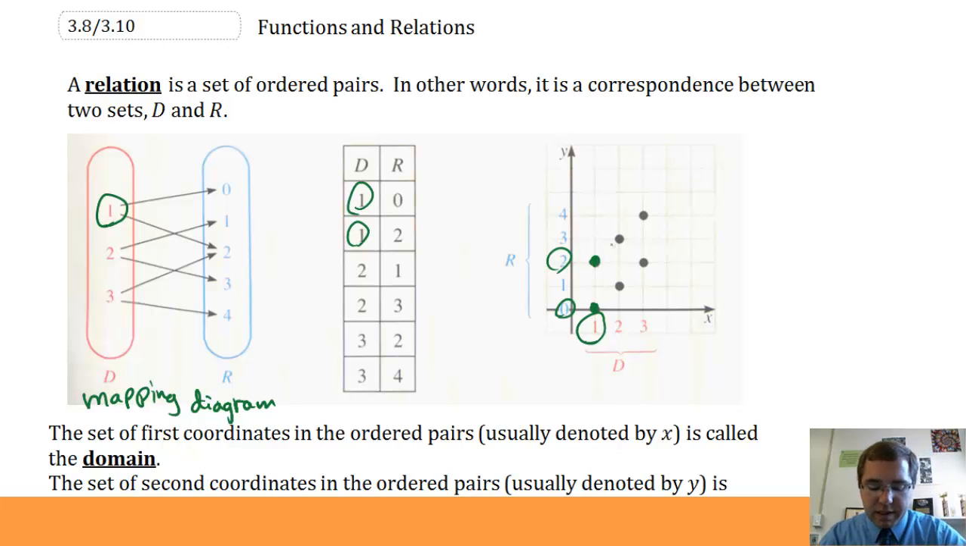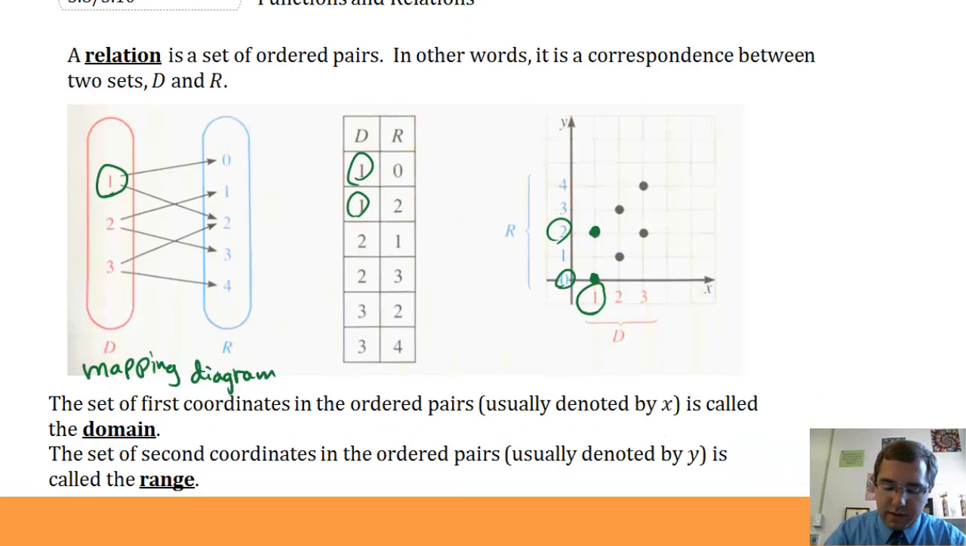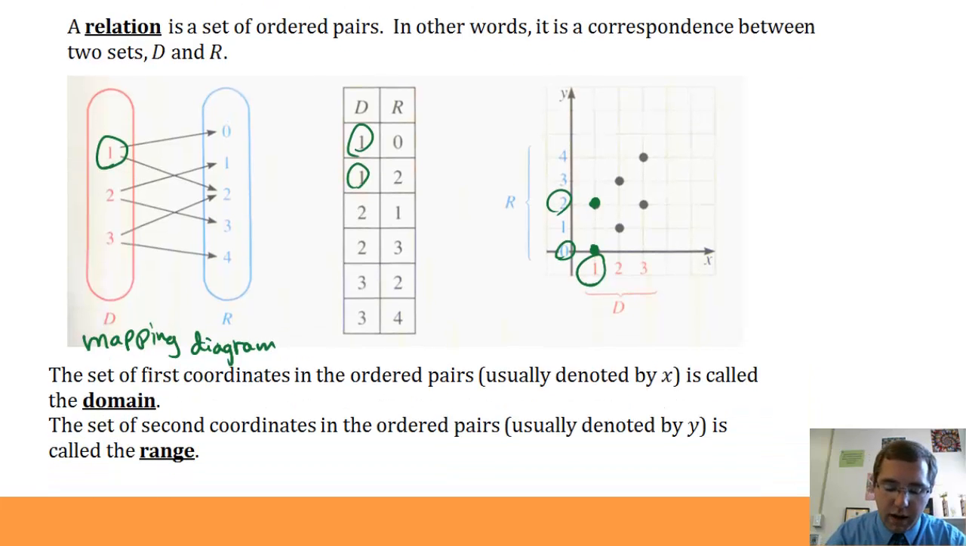The set of first coordinates in the ordered pairs, usually denoted by X, is called the domain. The set of things in D that are mapped to something is the domain. The set of second coordinates in the ordered pairs, usually denoted by Y, is called the range. Those are the things in the set R that have something mapped to them.